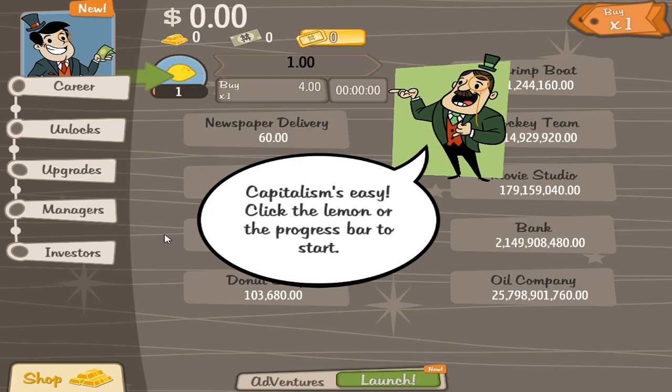See how this gentleman here is saying capitalism's easy. Click the lemon or the progress bar to start.